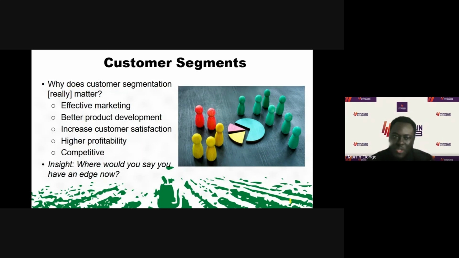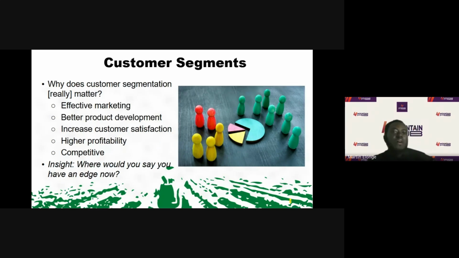The next big question we want to answer is why does this even matter? Why is it important for us to segment our customers? Why is it necessary? We have a whole lot of reasons. One is that it helps us achieve effective communication. It helps with better product development. It increases customer satisfaction, and it gives us higher returns on profits. Very importantly, it provides other measures for the competitive edge of our businesses, of our startups. Where would you say that you have an edge in these things that we've listed?